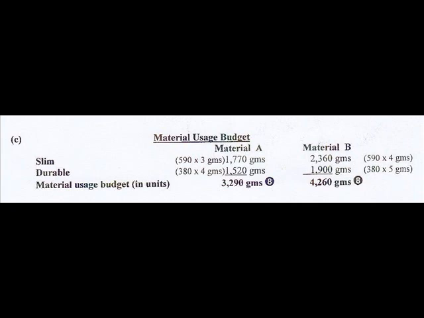Moving on to the durable MP3 players. Each one of those, the question tells us, uses 4 grams of material A, and as we're going to produce 380 durables, we'll have 380 by 4, 1,520 grams of material A. Together with the 1,770 we need for slim, brings us to a material usage budget of 3,290 grams for A. See if you can talk yourself through the 4,260 grams for material B.